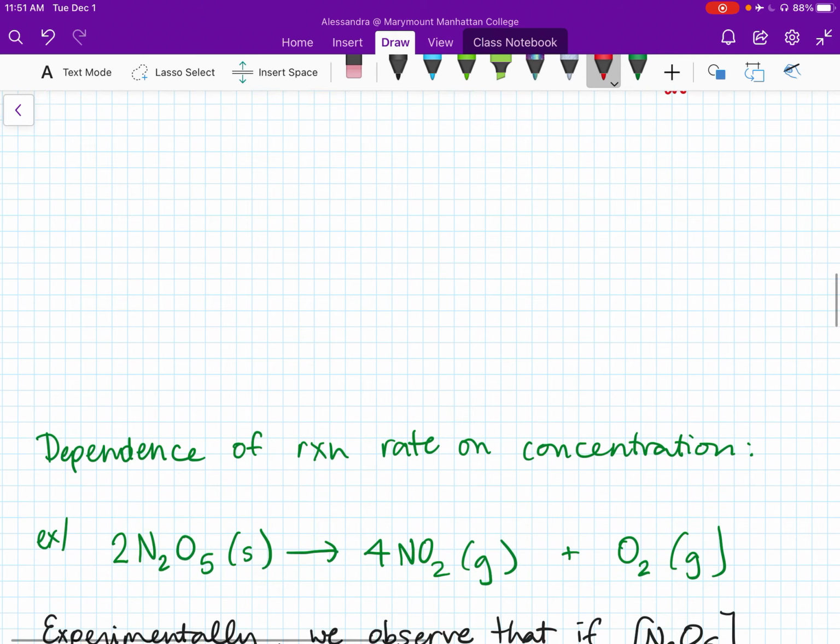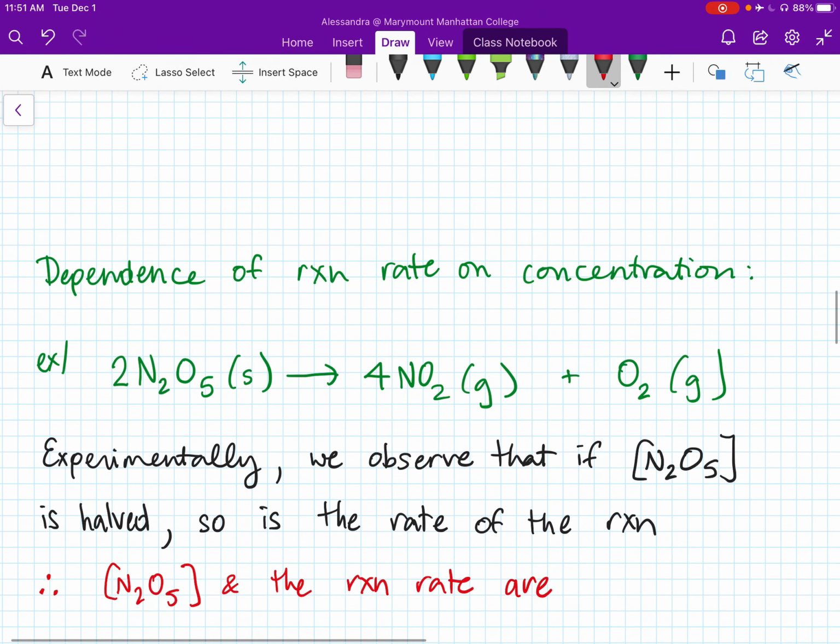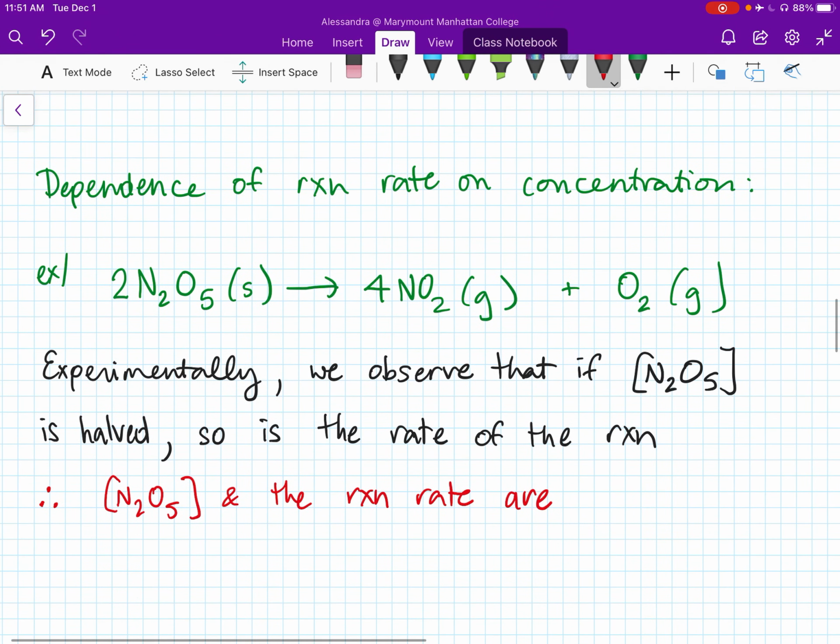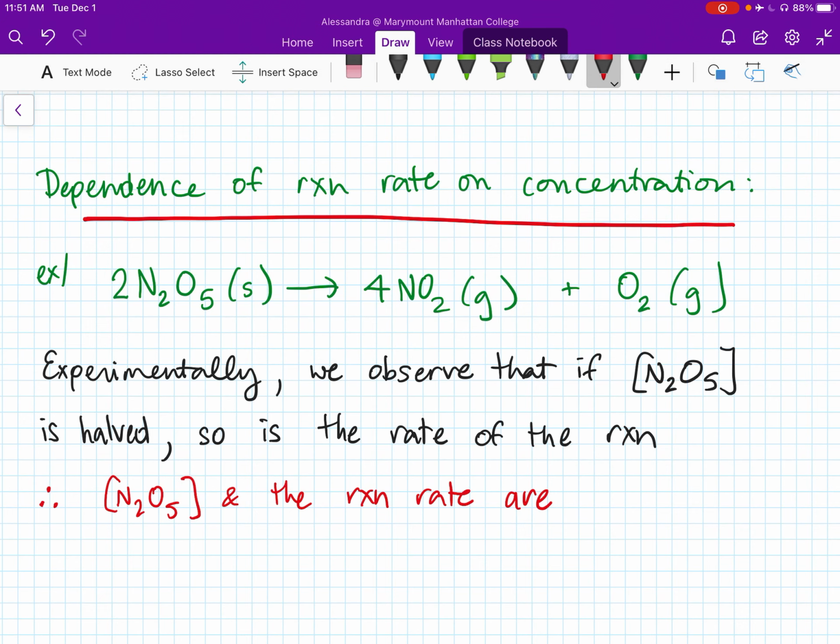So what else can we say about this? Well, I've been implying so far that reaction rate depends on concentration. And this is not always true, but it's quite often true. I'm going to give you an example. Let's take a reaction where dinitrogen pentoxide decomposes to produce nitrogen dioxide and oxygen gas. So here we have the balanced reaction: 2 N2O5 gives 4 NO2 plus 1 O2.